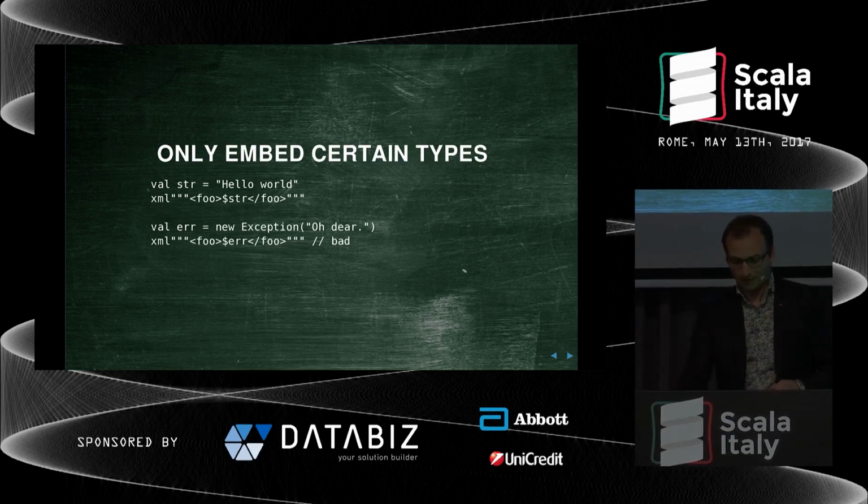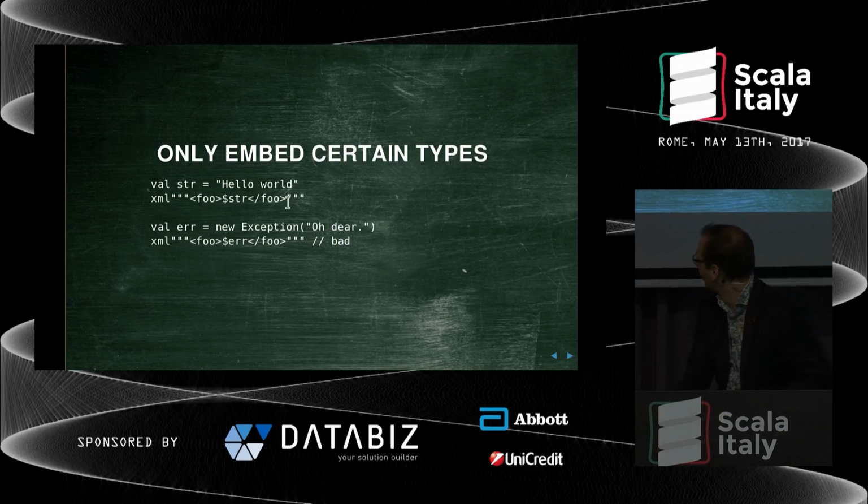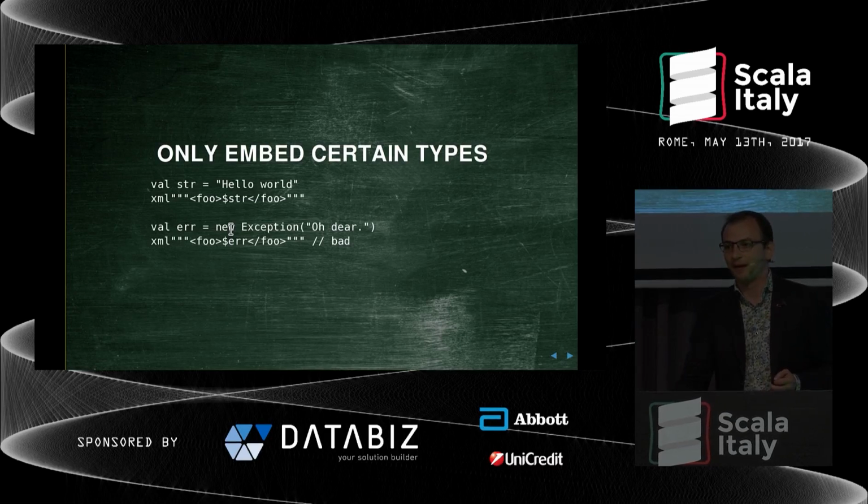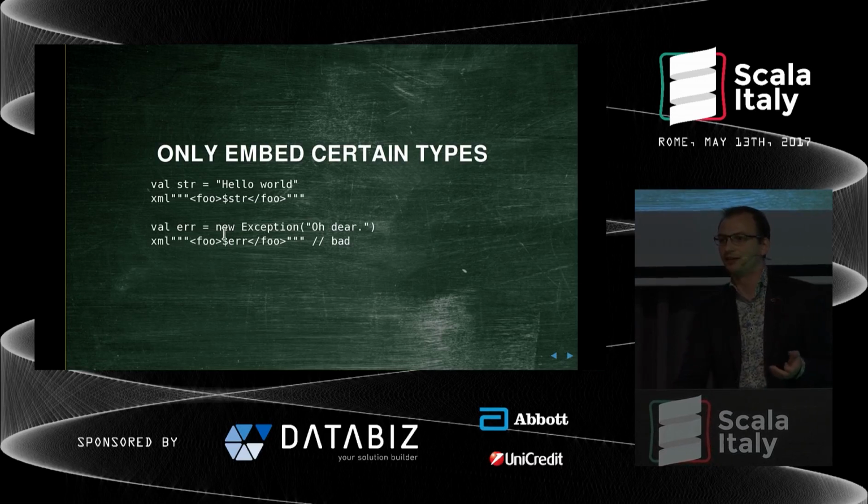So first example, there's absolutely no problem with this one here. We can substitute a string, hello world, inside some XML. This is fine. But if we tried to substitute an exception, what does it mean to substitute an exception into something that is string-like? Well, we could call toString on it, but there are precedents for it, but I don't believe it's ever the right thing to do, just to assume that toString will be suitable. So this will be a compile error. This will not compile with Contextual.